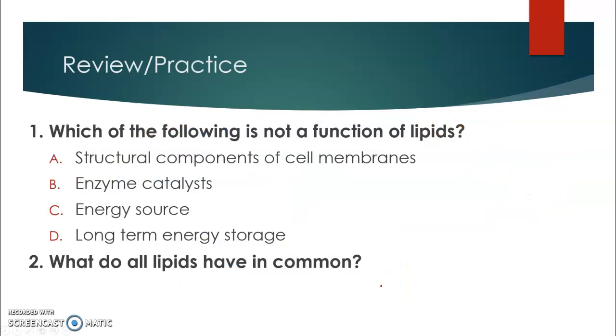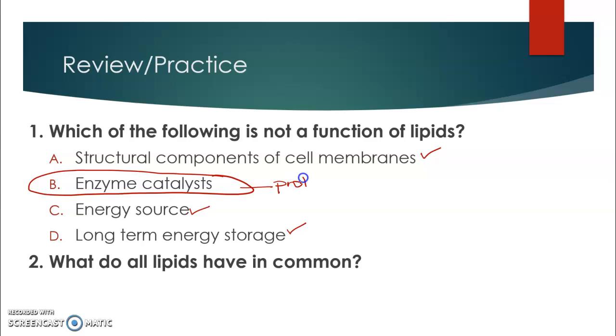So quick review questions. I'd always encourage you to pause the video in such a case and try to answer them yourself before you proceed. Which of the following is not a function of lipids? It is B, enzyme catalysts. They are structural components of cell membranes. They are a major energy source, and then we store them in fat or adipose tissue for long-term energy storage. So what we're going to find is enzyme catalysts. We're going to learn about these more with our proteins. Enzymes are biological catalysts, and they are derived from proteins.